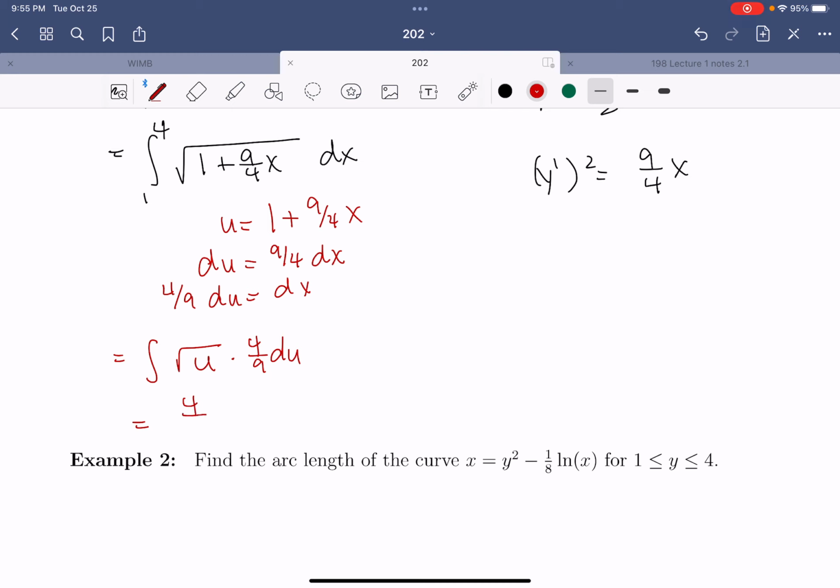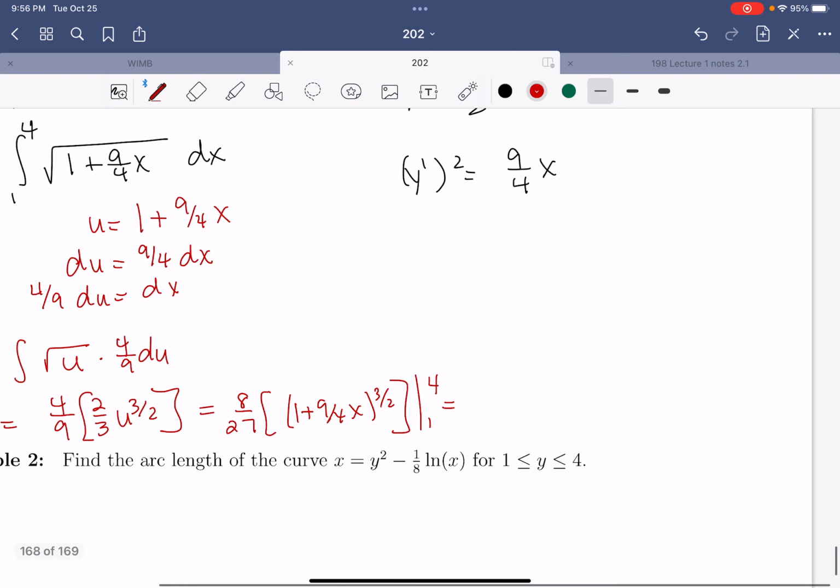And that's 4 over 9 times square root of u is going to become u to the 3/2 times 2/3, which will be, let's see, 8 over 27 times, and now I replace my u with my original 1 plus 9/4 x to the 3/2. And we're evaluating that from 1 to 4, so we bring back our boundaries at the end.